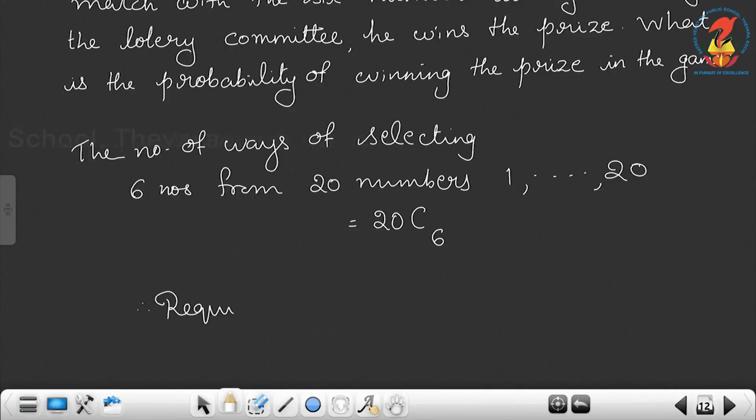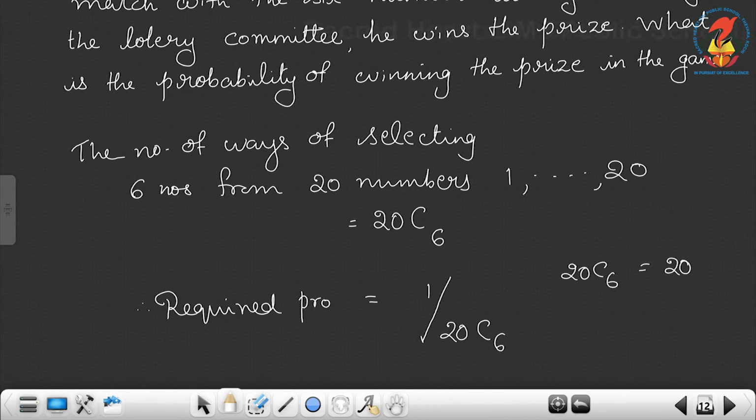Required probability is equal to, favorable case is only 1 out of this many ways, 20C6. Okay, we can calculate what 20C6 is. How to find 20C6? 20 factorial by 6 factorial and 14 factorial.